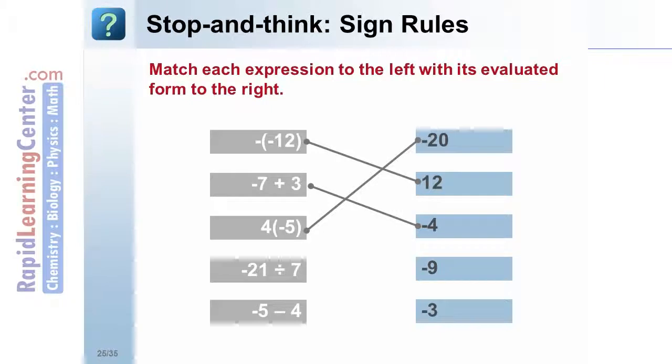The product of two numbers with unlike signs is negative, so 4 times -5 results in -20. The quotient of two numbers with unlike signs is negative, so -21 divided by 7 is -3. Use the addition of numbers with like signs rule to find -5 minus 4 is -9.